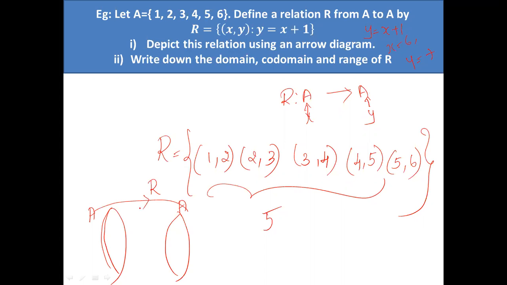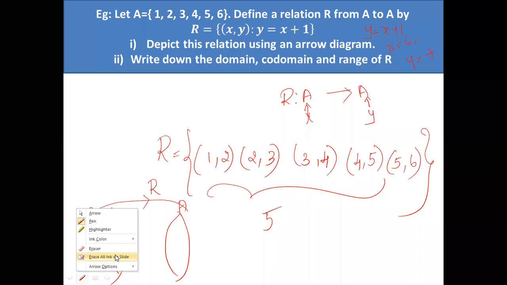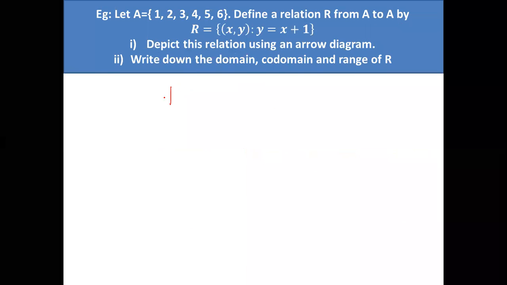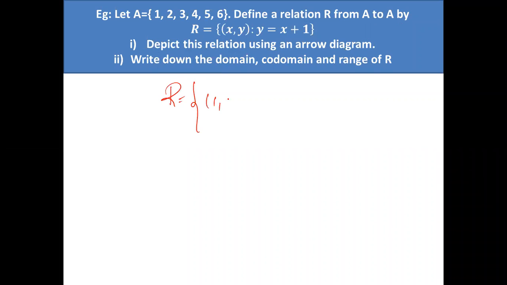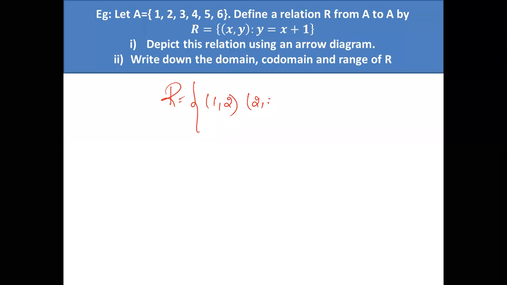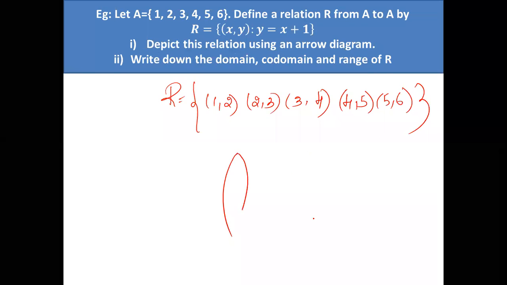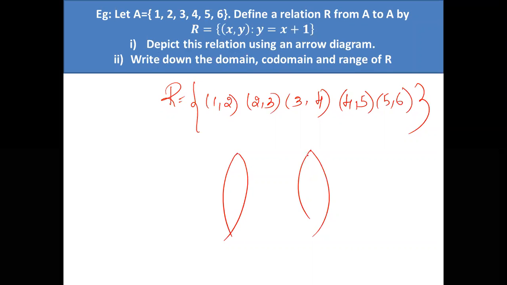Okay, I'll just erase these things because I don't think whatever I'm drawing is proper. So relation is, what are the elements in the relation? 1, 2, 2, 3, 3, 4, 4, 5, 5, 6. Okay. So I'll just draw the arrow diagram. You draw it properly, students. I know some of you are biology students and all, so you can draw better than me.